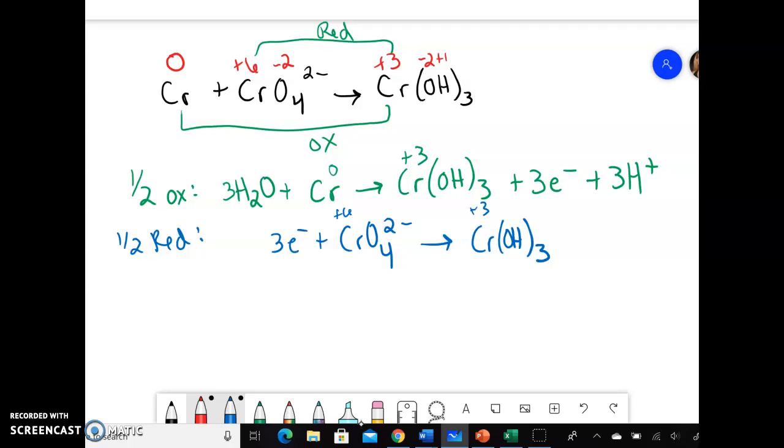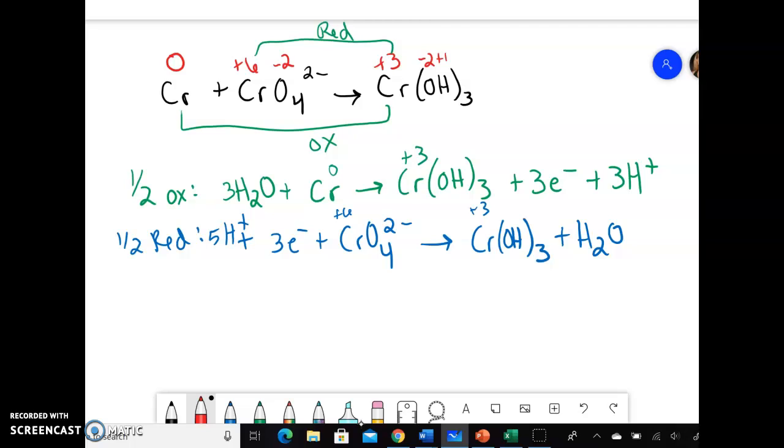Then let's be careful with oxygen. It looks like we have 4 on the left and 3 on the right, so we only need 1 water to fix that. And now we have a total of 3 hydrogens in the hydroxide right here, plus another 2 more in the water is 5. So we'll fix that with H+.